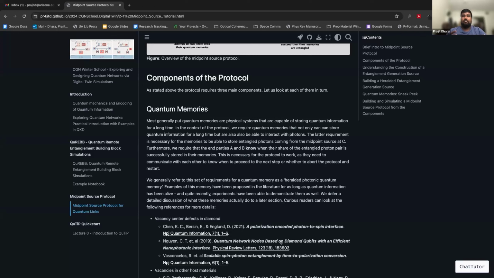This specifically sets some requirements on what kind of quantum memories can be used, and it is imperative that you have this mechanism for the photons to interact with the memory, be stored, and then the success of storing or not be heralded in a certain fashion. So we will refer to this as a heralded photonic quantum memory. You may have seen this in some recent large demonstrations of quantum networks or some other experiments as well. What the memories actually do, we will defer to a later section.